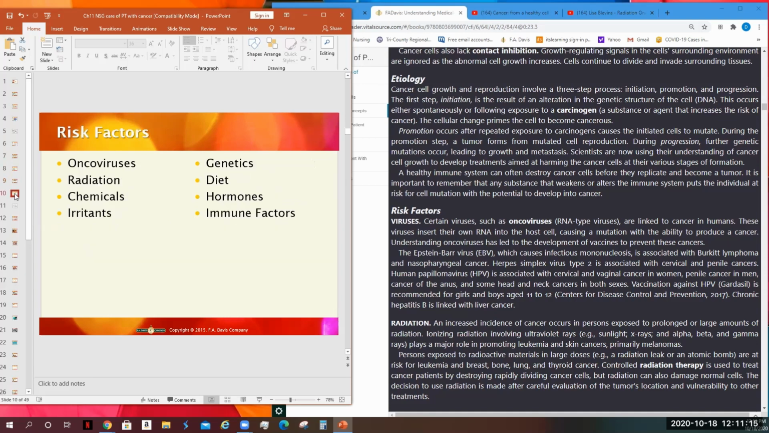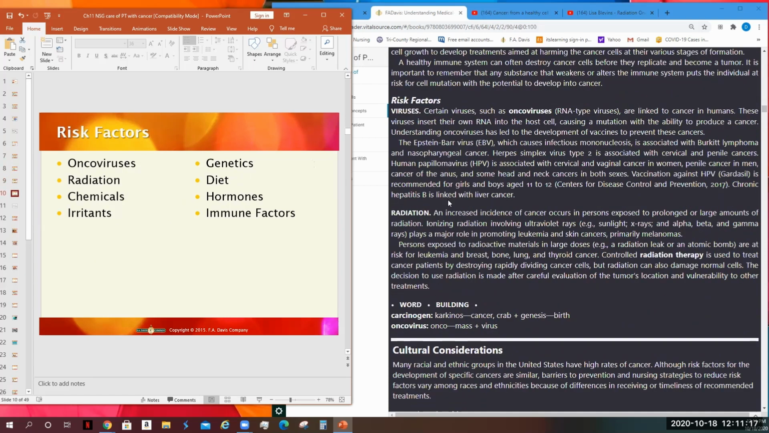Risk factors. Viruses. Certain viruses, such as oncoviruses, which are RNA type viruses, are linked to cancer in humans. These viruses insert their own RNA into the host cell, causing a mutation with the ability to produce a cancer. Understanding oncoviruses has led to the development of vaccines to prevent these cancers.